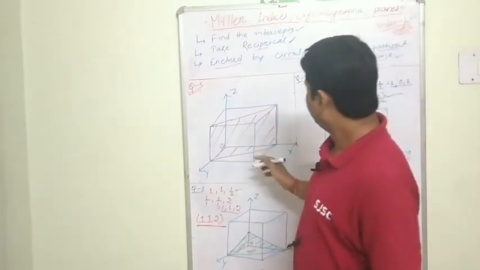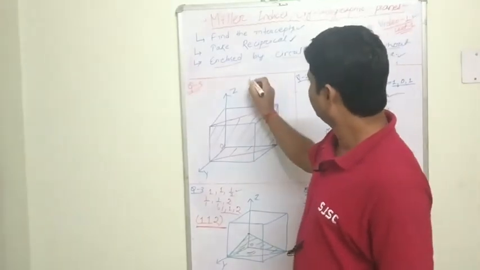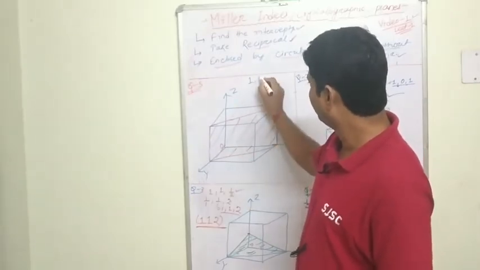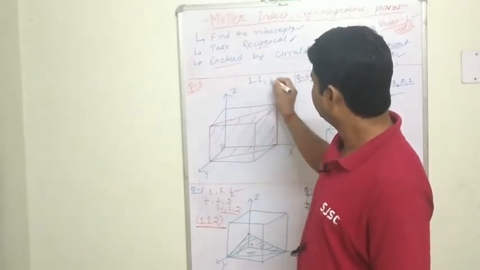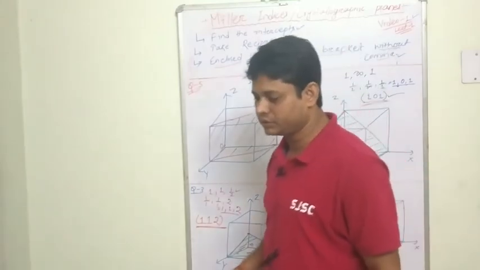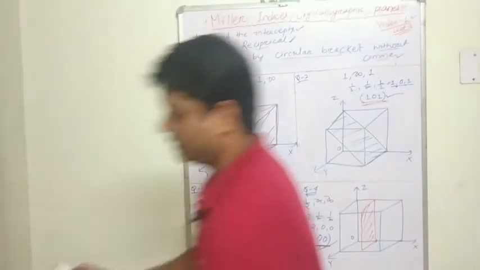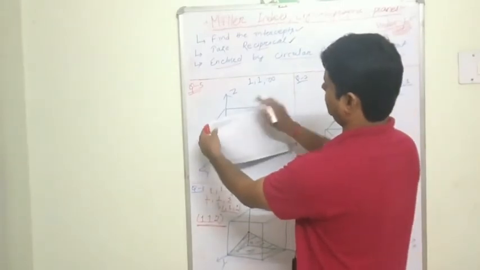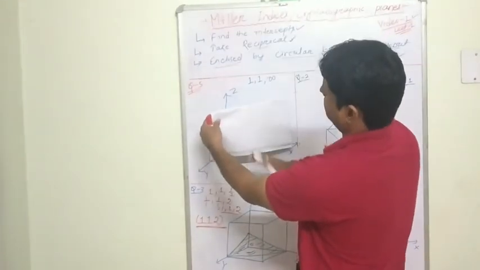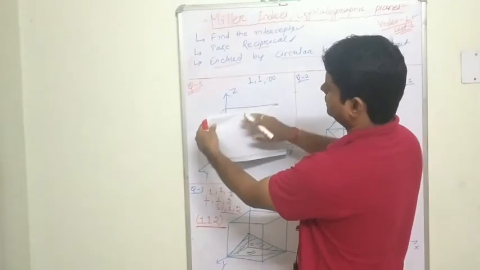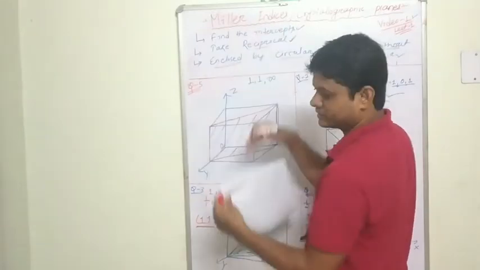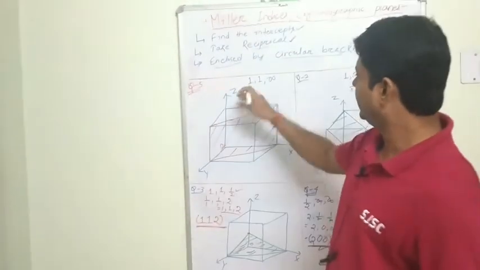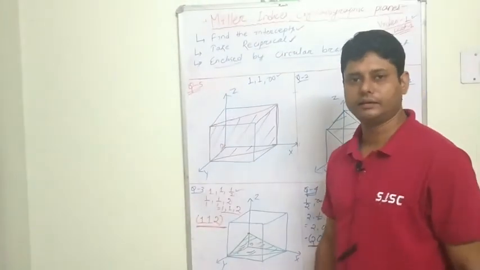Intercepts for x it will be 1, for y it will be 1, and for z it will be infinite, because if the plane is placed in this way and we extend it on all sides, it will always be parallel to the z axis. That means the plane cuts the z axis at infinity, right?